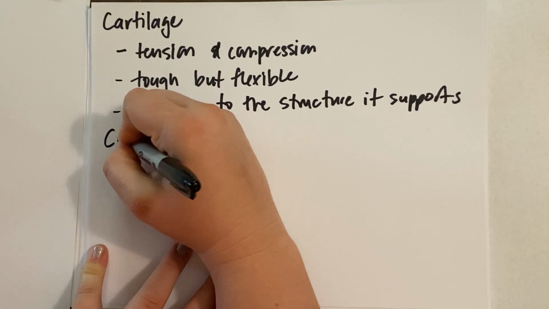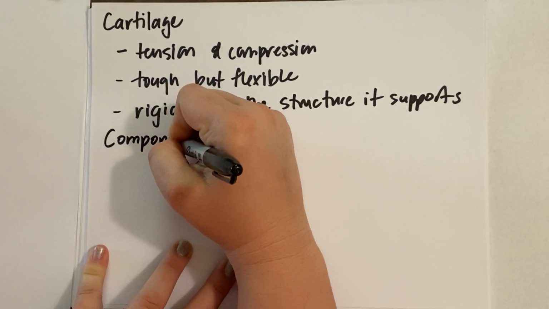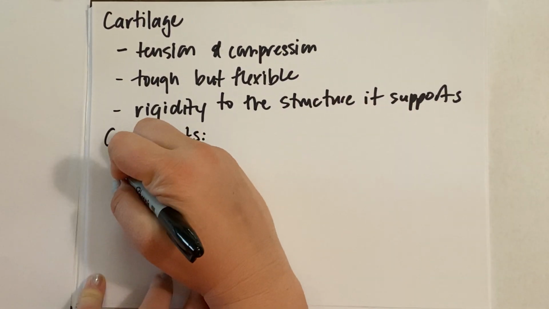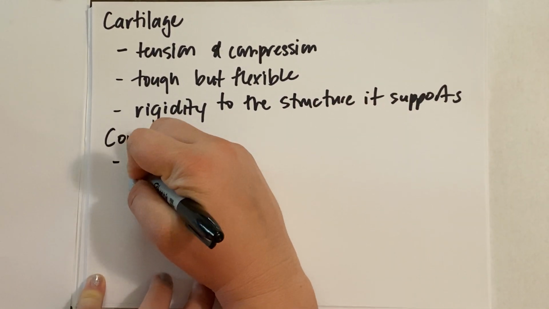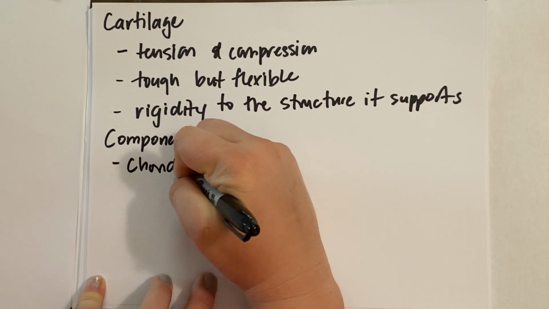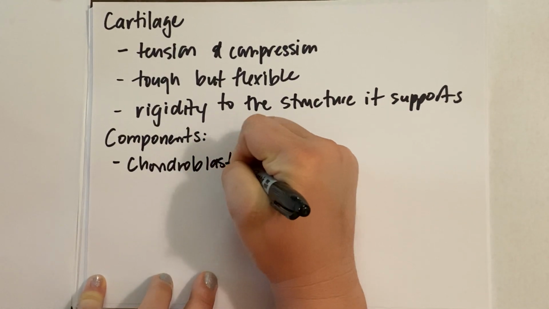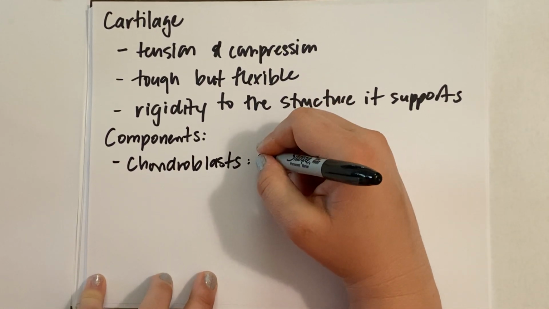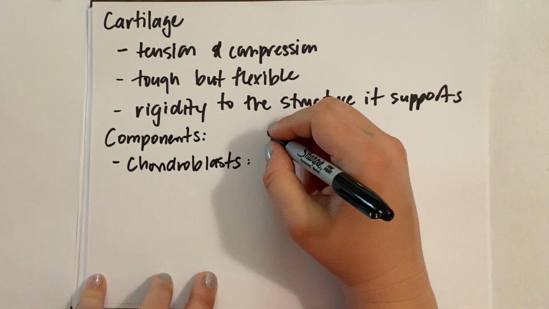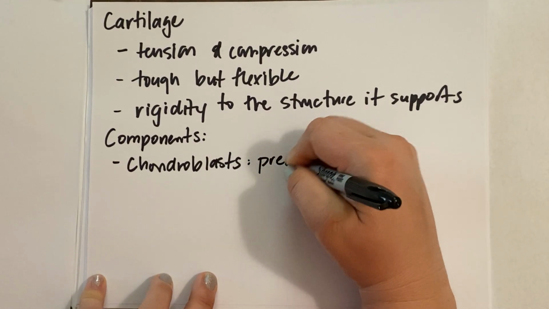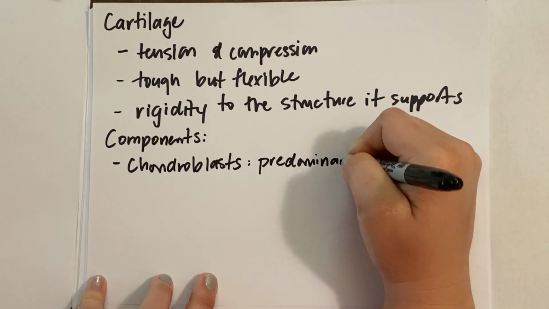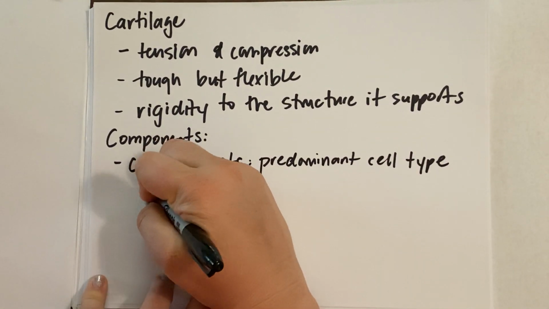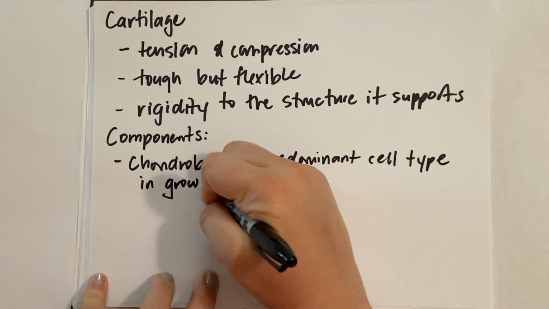Like all connective tissues, there are some components. So let's talk about the components. The first is one of the cells. These are chondroblasts. Chondroblasts are the major cell type when the cartilage is growing. So we'll say this is a predominant cell type in growing cartilage.